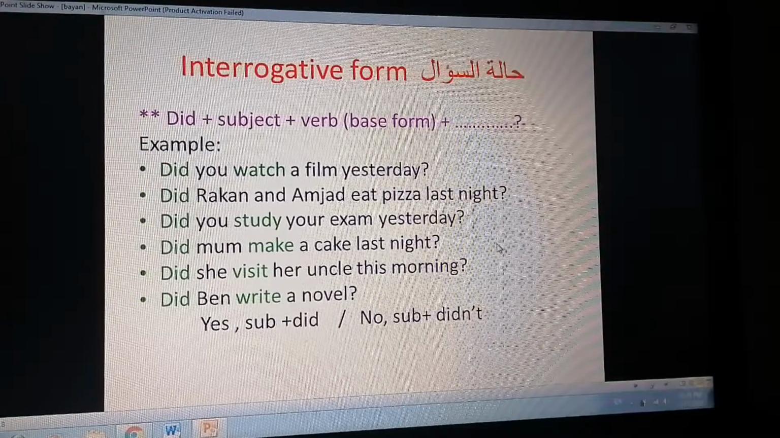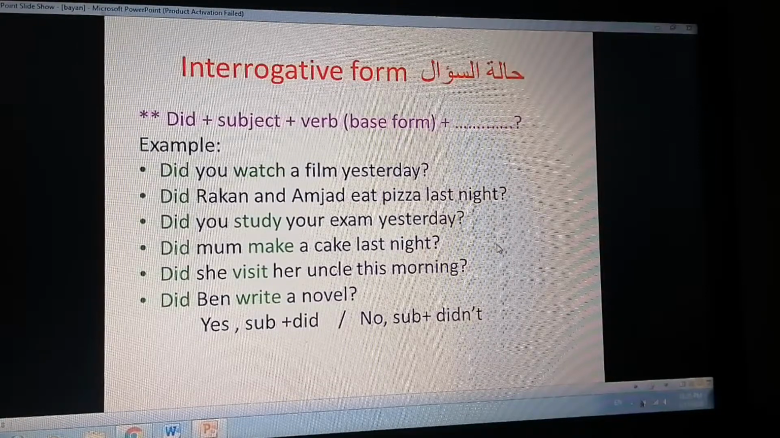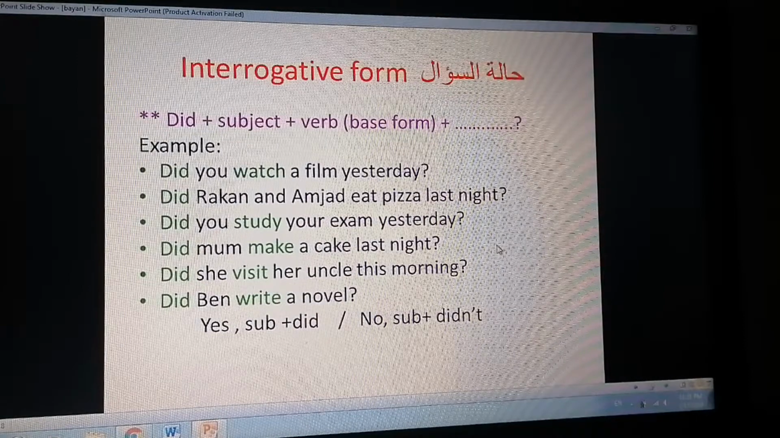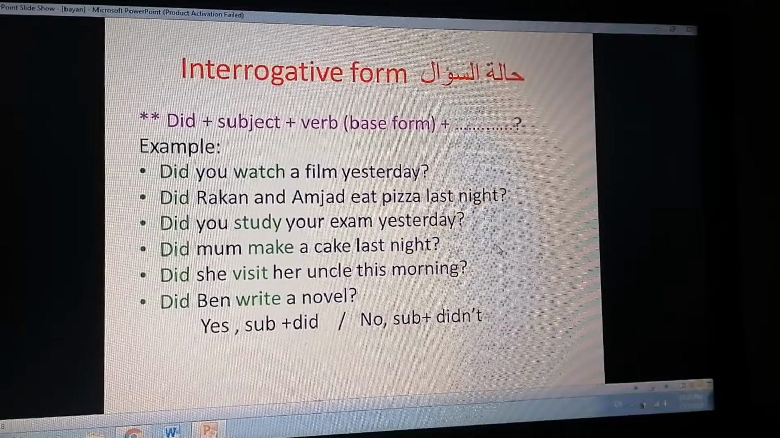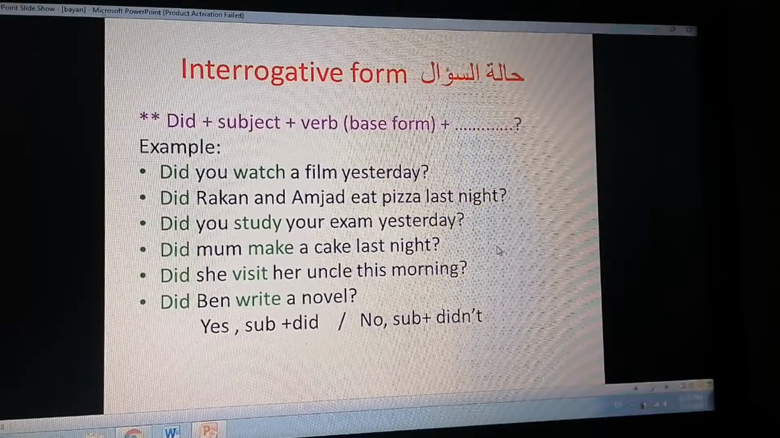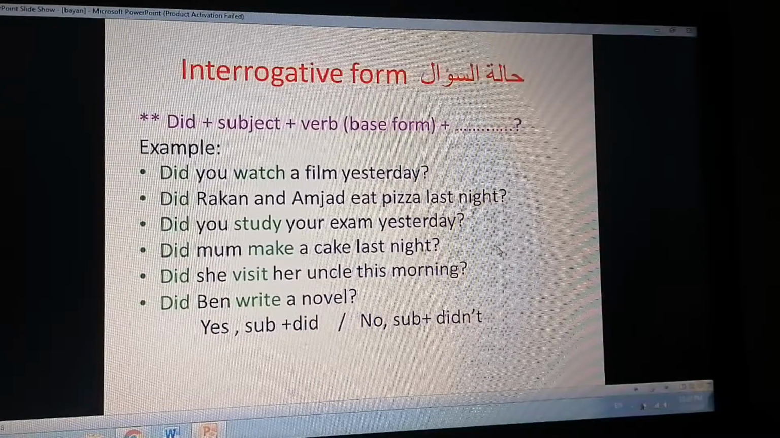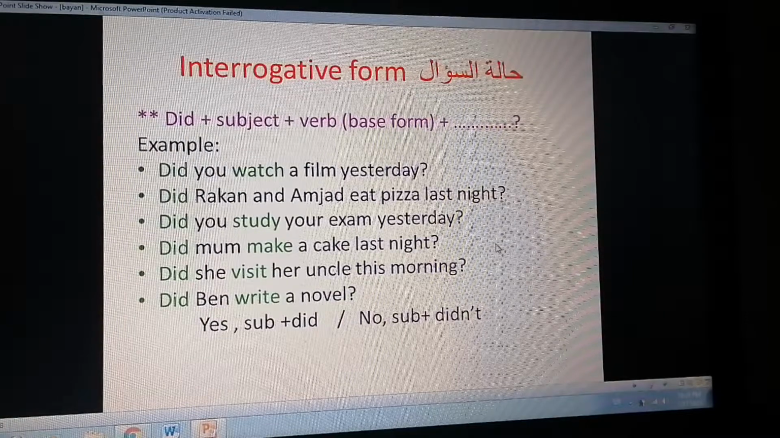If you want to answer yes, yes, comma, subject plus did. If you want to answer no, comma, subject plus didn't. For example, did you watch a film yesterday? If you want to answer yes, yes, I did. No, I didn't. Did Rakan and Amjad eat pizza last night? Yes, they did. No, they didn't.